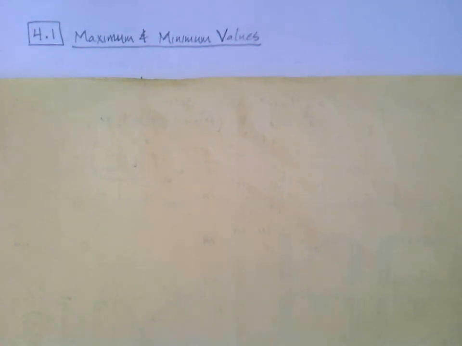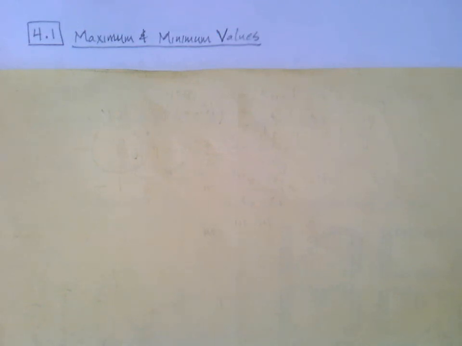We now officially begin chapter 4. The book titles this Applications of Derivatives, although I really feel those applications start back with related rates in 3.9. But anyway, let's get into it. 4.1 is maximum and minimum values.